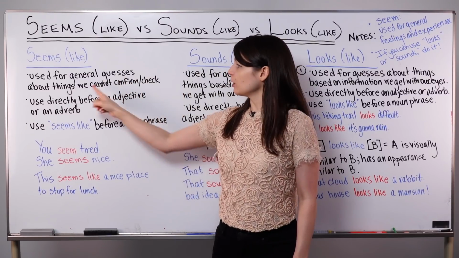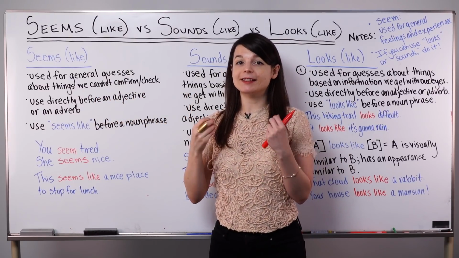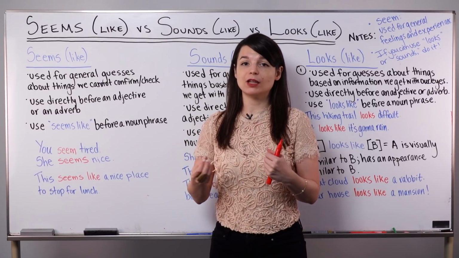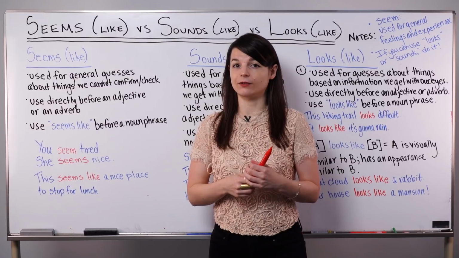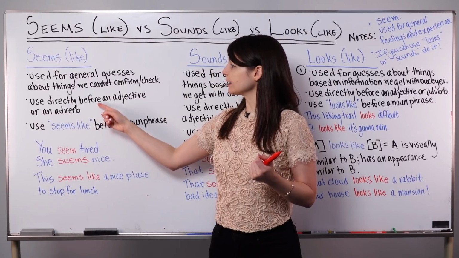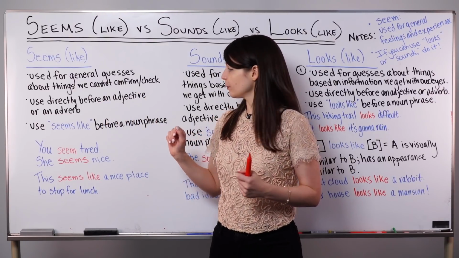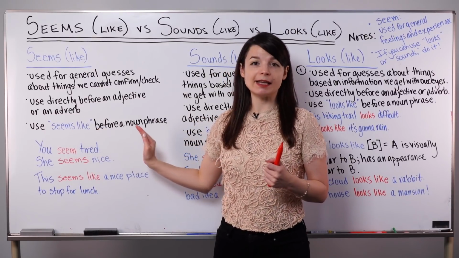So when I say we cannot confirm, it's something that we can't test quickly. We can't check our guess right away. So we use seems to make guesses about these kinds of things. Second, we can use seems directly before an adjective or an adverb. Third, we use seems like before a noun phrase.